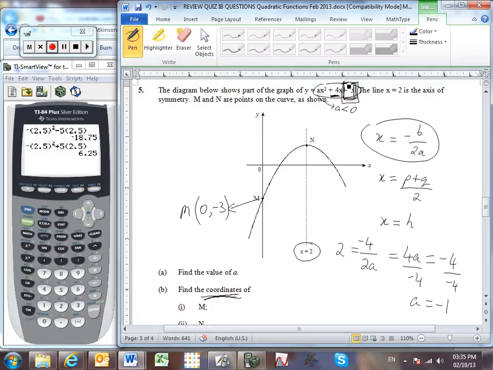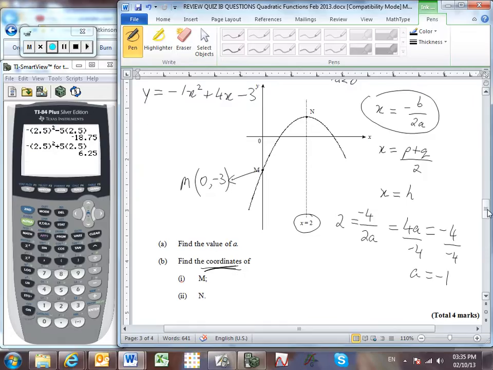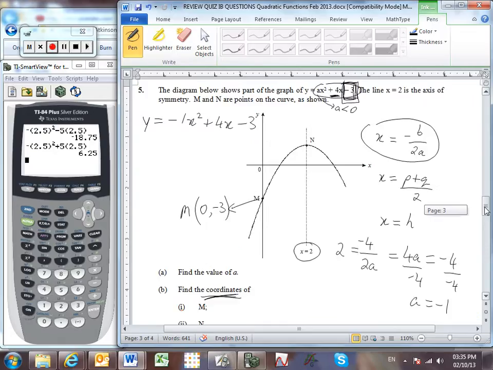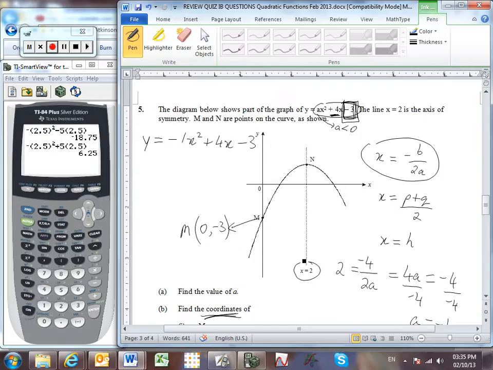So let's put down the new function, right? We know that the a value is equal to negative 1, so negative 1x squared plus 4x minus 3. Well, maybe the best way for me to find the coordinates of n, or the safest way, I suppose, I've got a couple of options, don't I? I know that the x-coordinate at this vertex, due to the axis of symmetry, is 2 comma something, right? Because the axis of symmetry has got all of the points whose x-coordinates are all equal to 2.